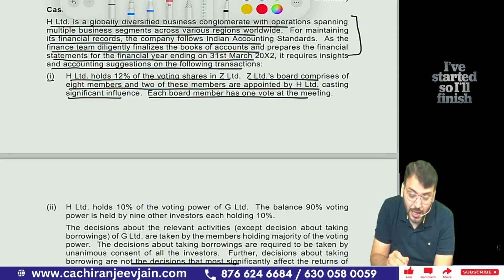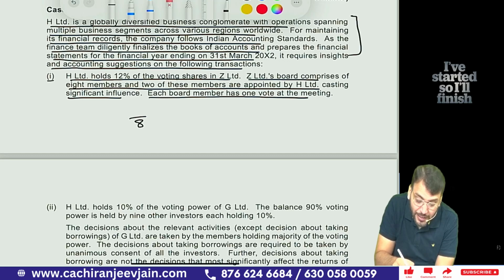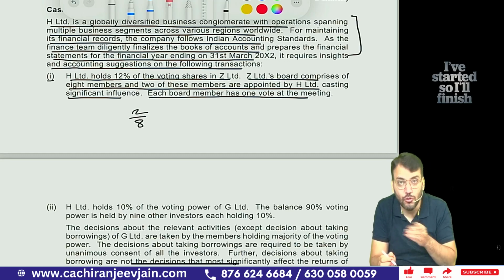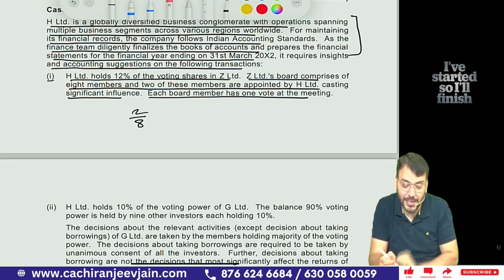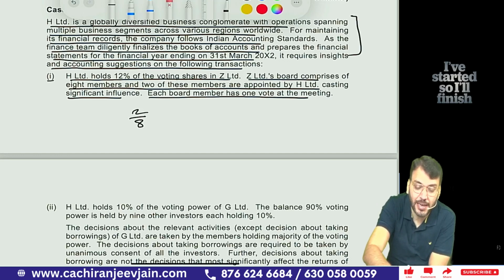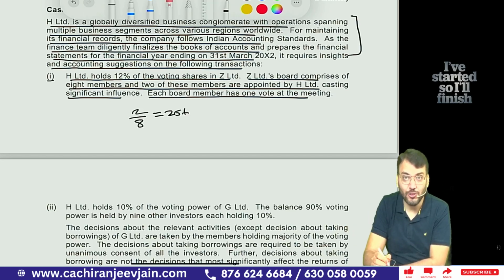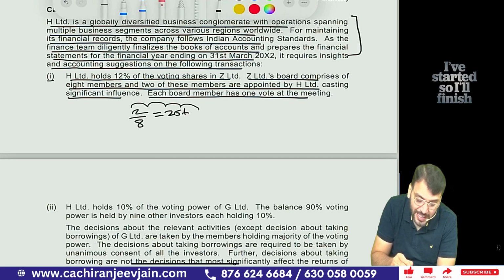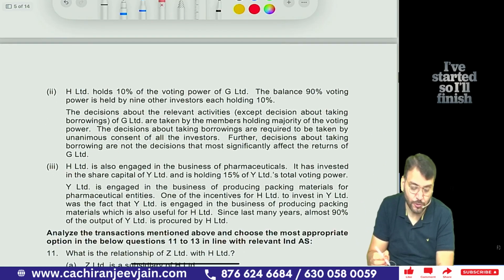And from the board representation it can be understood that they have significant influence, because how many board members are there? 8. Out of that 8, 2 are from H Limited, so 2 by 8, and each board member can cast one vote. 2 divided by 8 is 25%. So it means they have more than 20% voting power, so they can exercise significant influence. Therefore, Jet Limited will become an associate of H Limited. Chalega? Yes, sir. Come to point number 2.